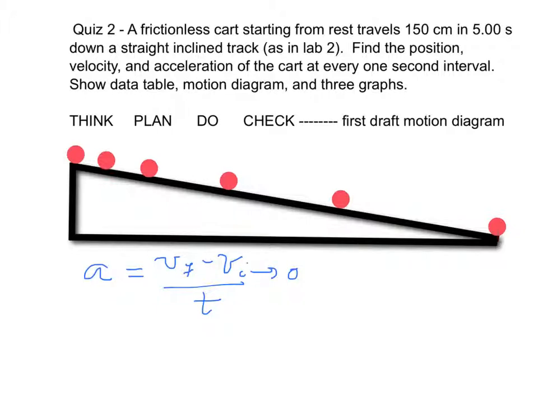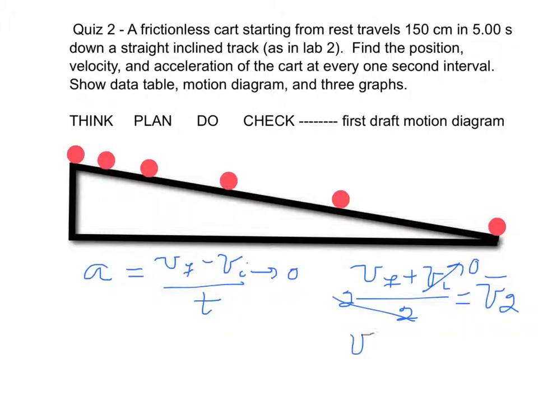But remembering what we did in lab, we took the average velocity and doubled it, because v final plus v initial over 2 equals v average. And so v initial is 0. That leaves us, multiplying both sides by 2, that v final is equal to twice v average. So that's my thoughts. And with the v final, I can calculate the acceleration.